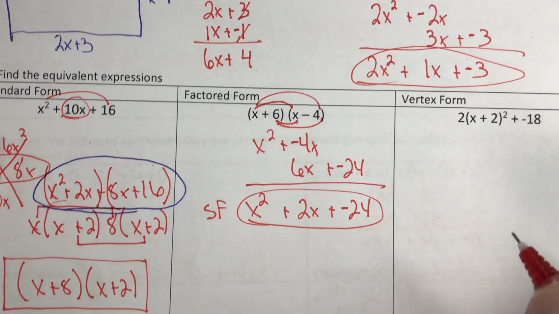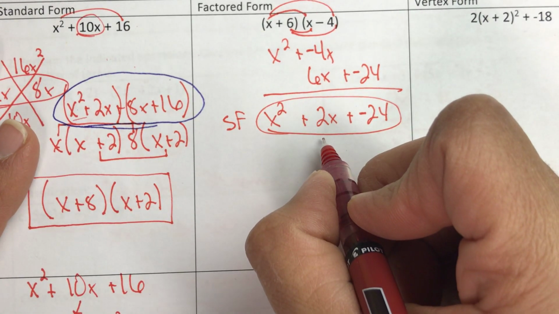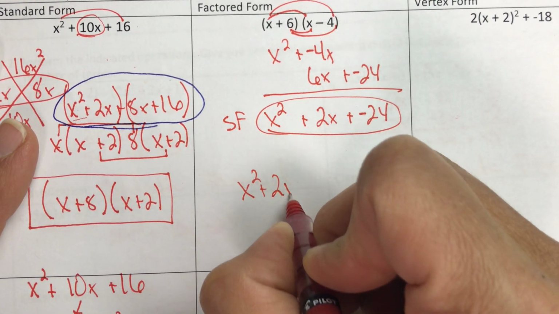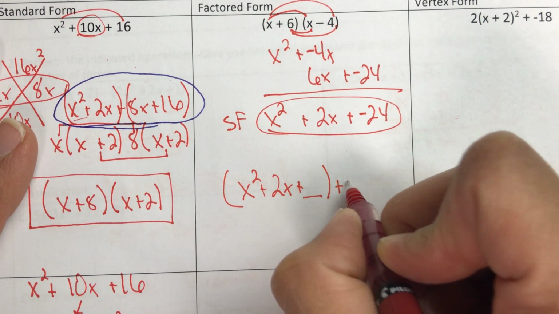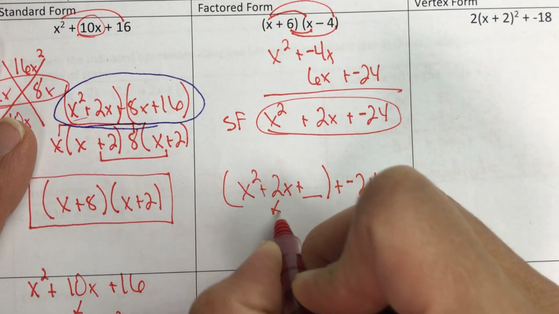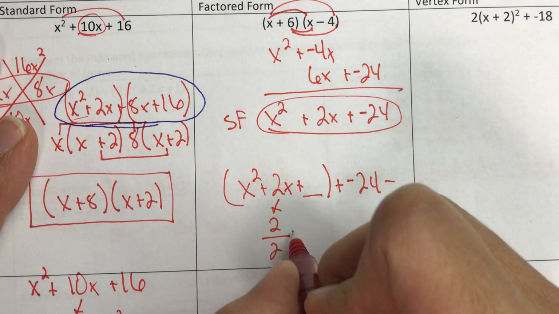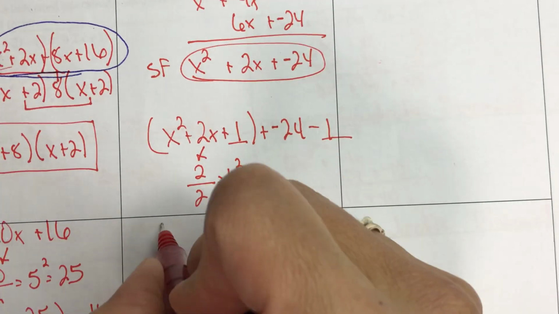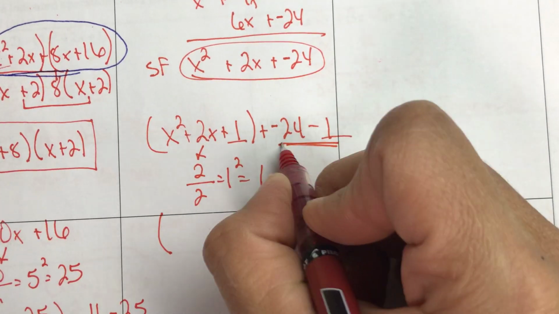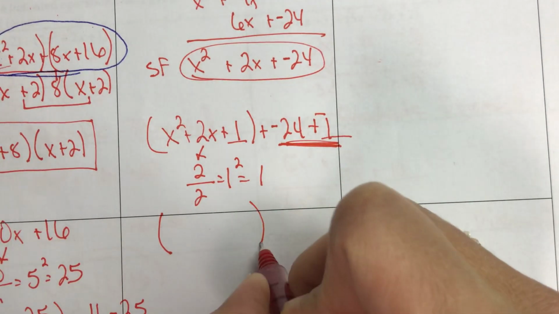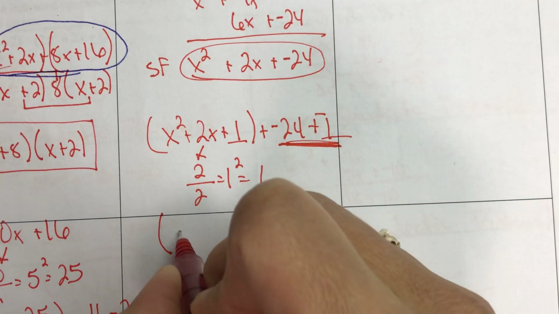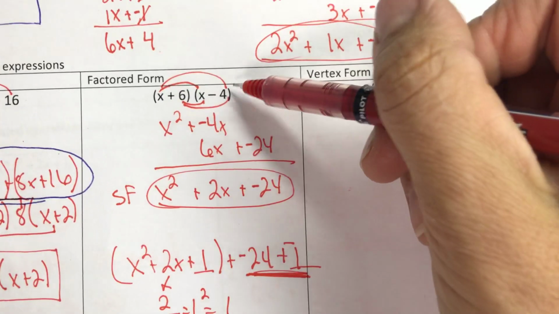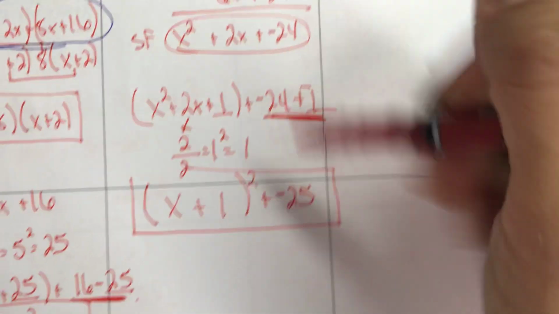And if I want to get another form, I could just take this and get it into vertex form by completing the square. So if I group my x's together, and now I'll just take that 2, cut it in half, and I get 1, and 1 squared is 1. And then I can rewrite this part. If I add the opposite, that becomes -25 at the end, and then in my parentheses is x plus 1 squared. So far, compared to this, I have 2 things that are equivalent to it.